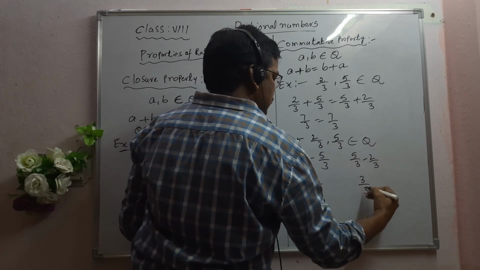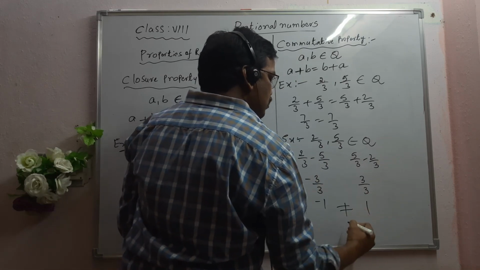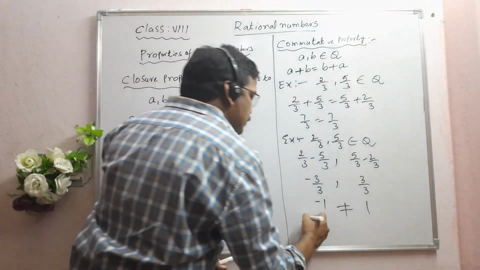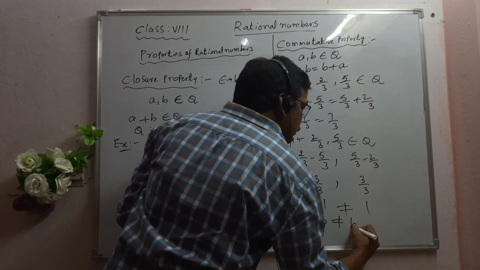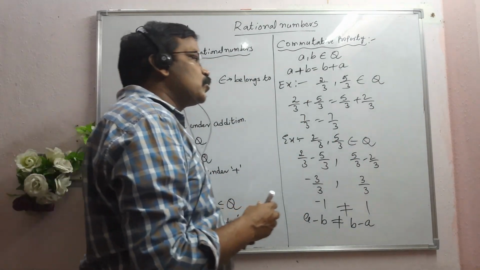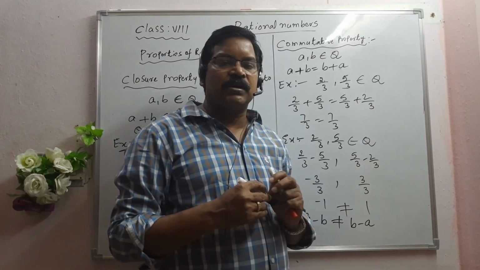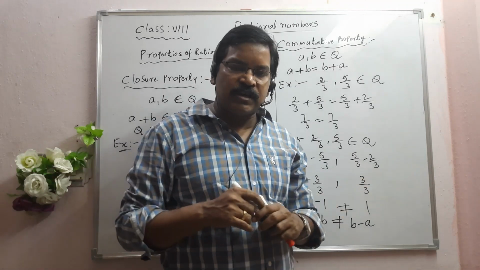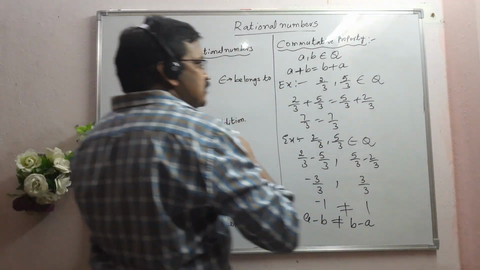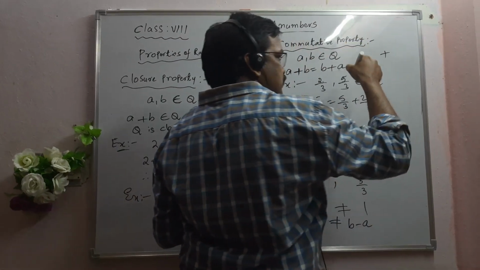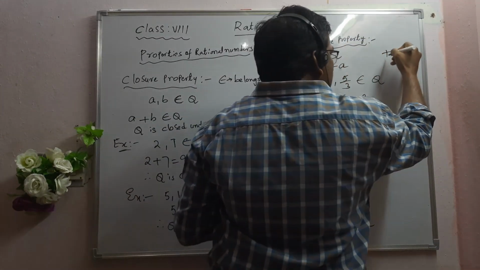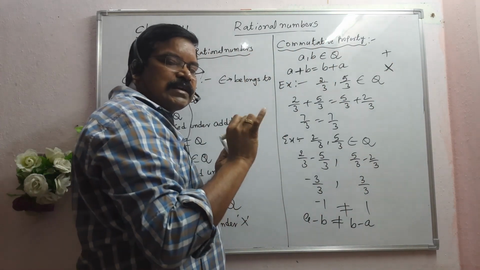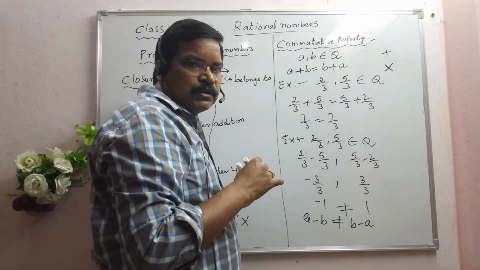What about 5 by 3 minus 2 by 3? That is 3 by 3. So this is 1. So these two are not equal. Minus 1 is not equal to 1. That means a minus b is not equal to b minus a. So commutative property with respect to subtraction does not satisfy here. Understand? So commutative property satisfies in rational numbers only for addition and multiplication. It does not satisfy for division also.